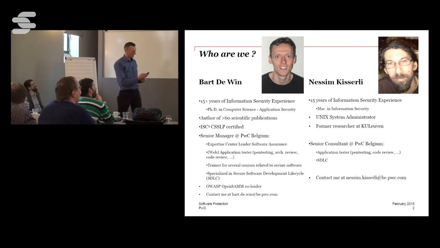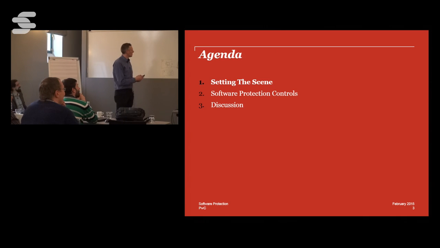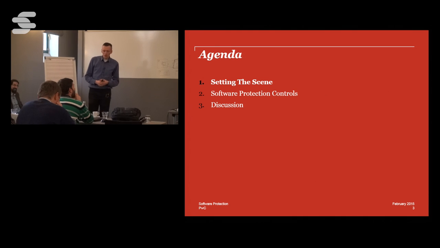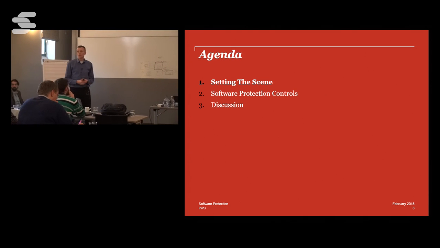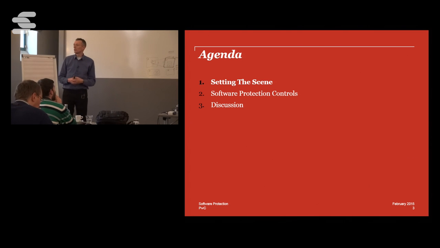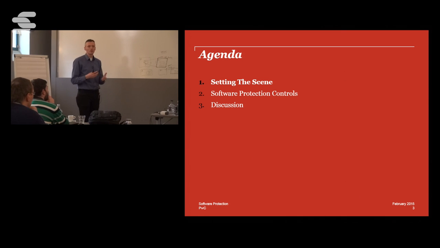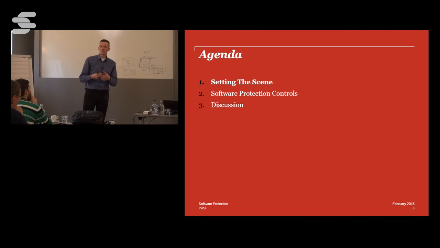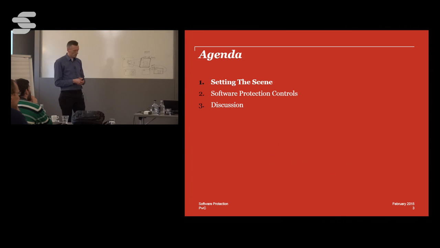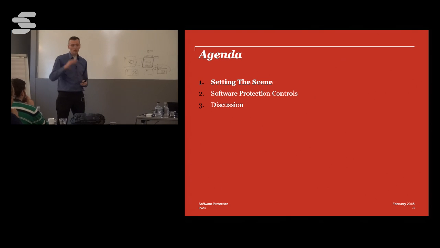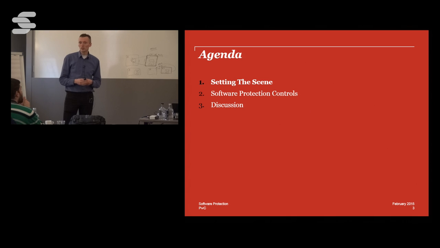So, the agenda for today: the talk will consist of three parts. First of all, we will try to explain a bit the motivation behind this. What do we want to reach? Why do we want to protect this software? Discussing a bit the threats, attack vectors, and different characteristics of the controls that might be used for that purpose. And then the main part of the talk will be about actual controls that you can implement to protect the software. So we have quite a list of controls that we will be discussing.